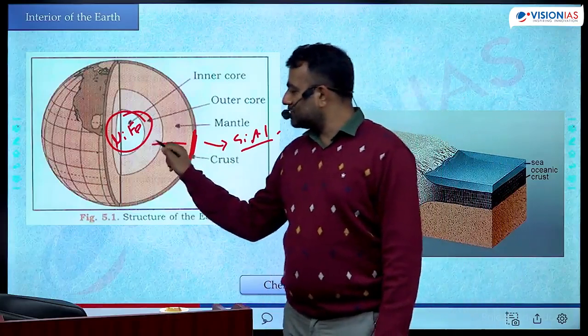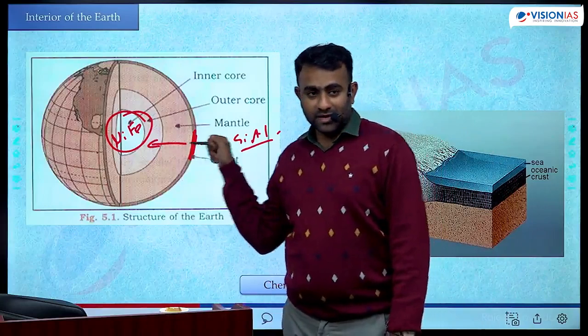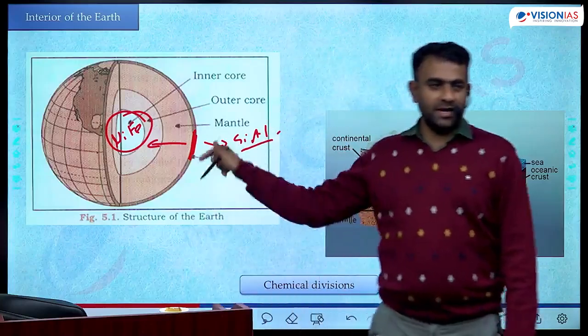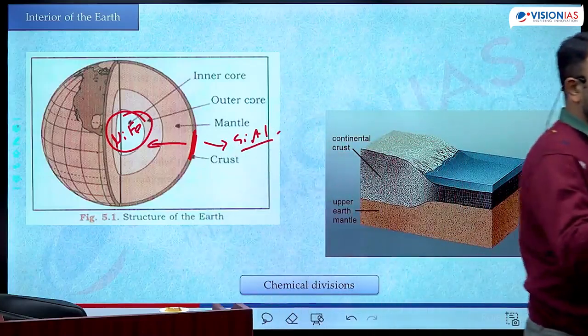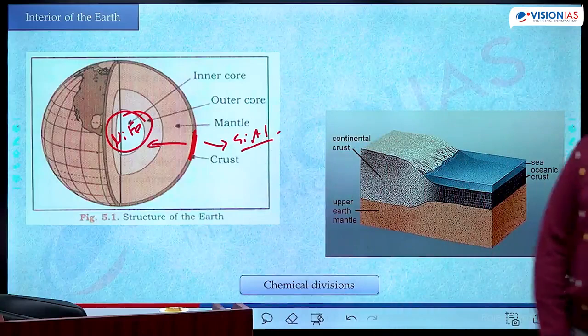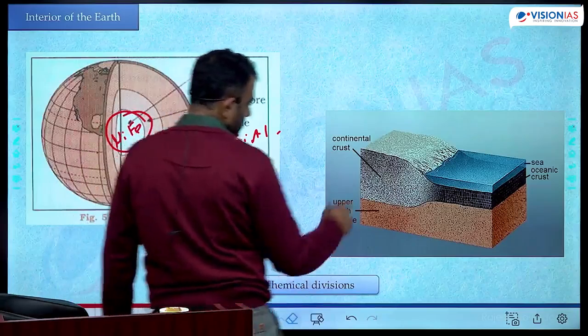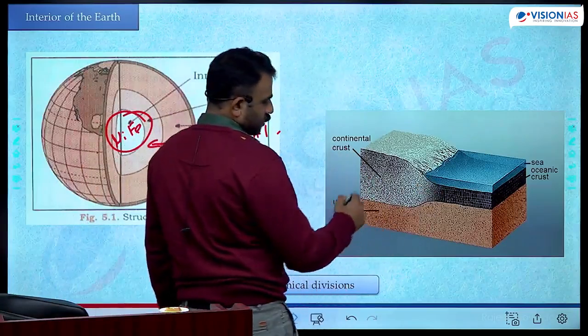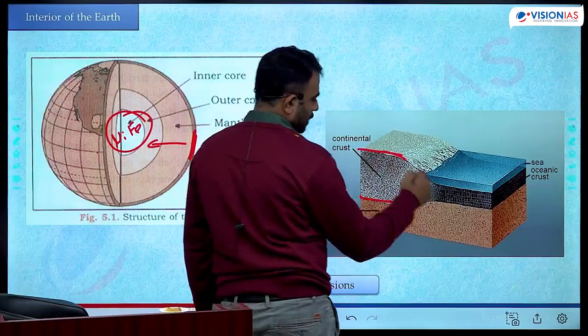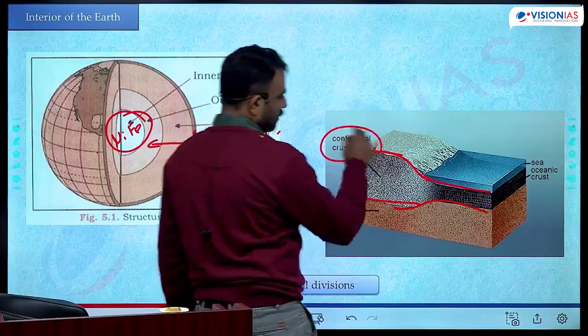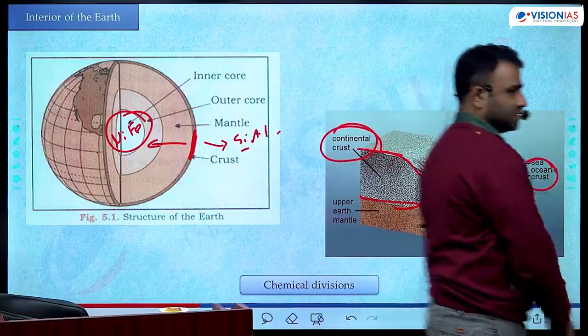In between, the proportion of iron is increasing. The proportion of silica and aluminum is decreasing. That is what the mantle is. Crust, mantle and core. The crust is divided into two parts: continental crust and oceanic crust. In some parts the crust is called continental crust, in other parts the crust is called oceanic crust. See, this is continental crust, this is oceanic crust.